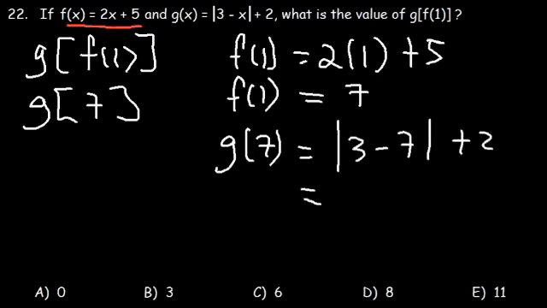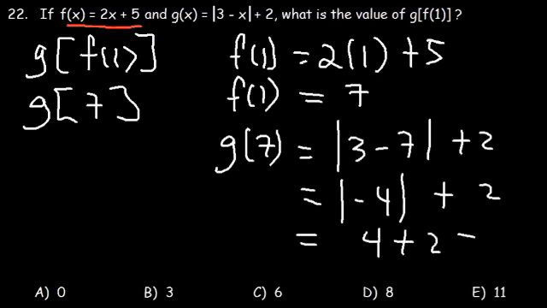3 minus 7 is equal to negative 4. And the absolute value of negative 4 is positive 4. So 4 plus 2 is 6. So therefore, g of f of 1 is equivalent to 6, so C is the right answer for this problem.